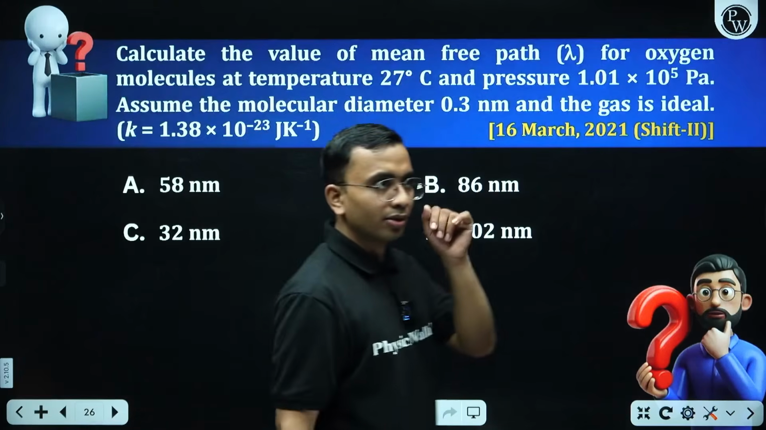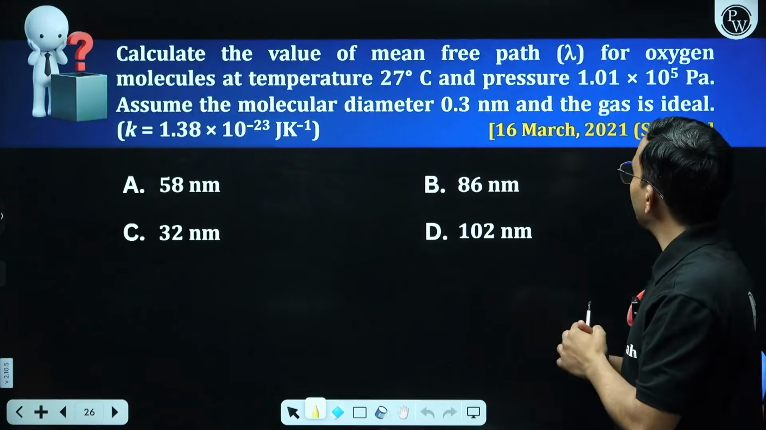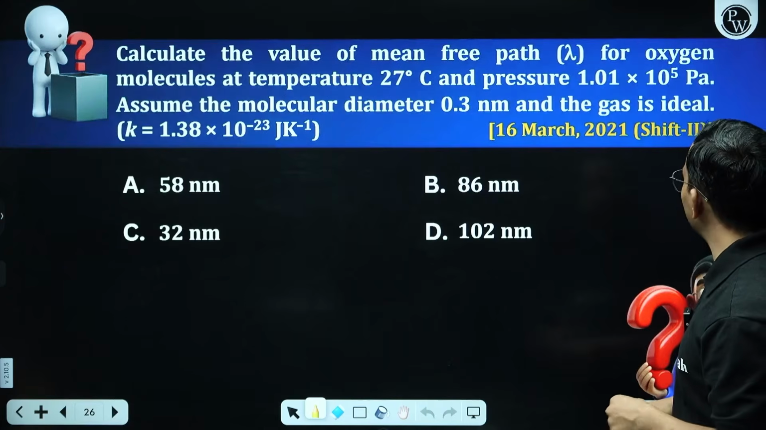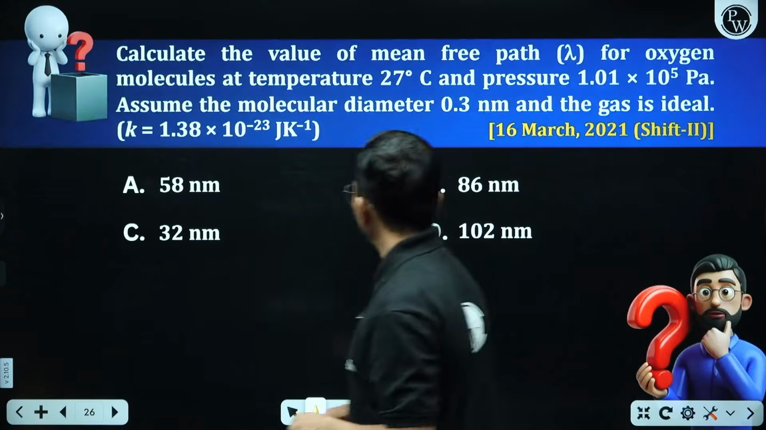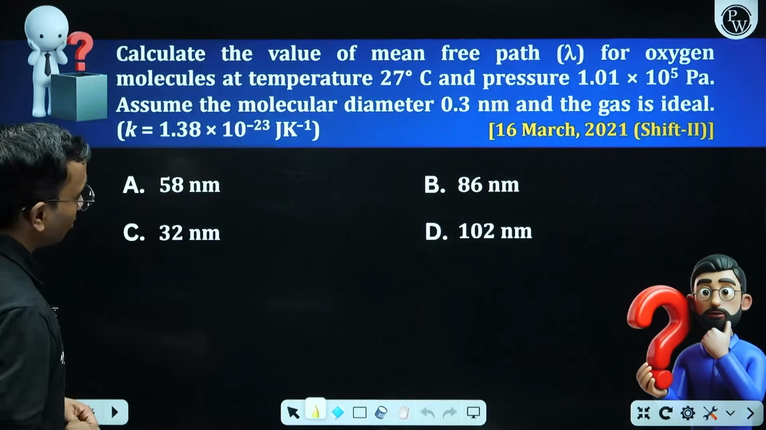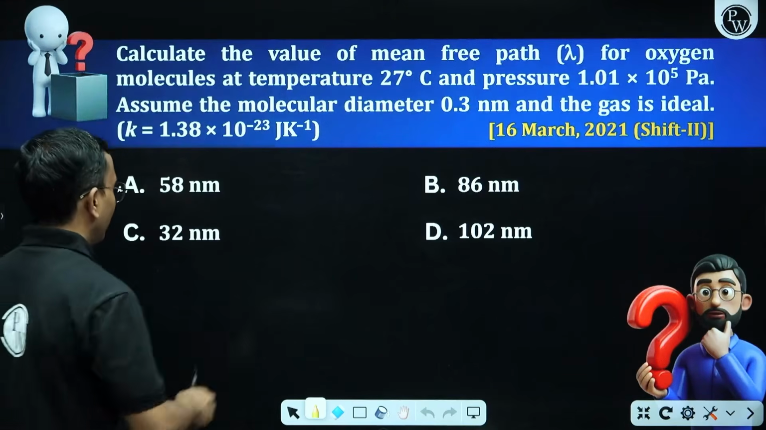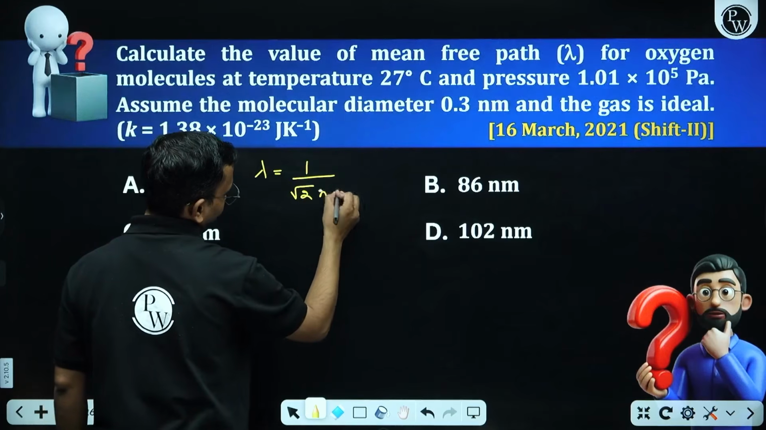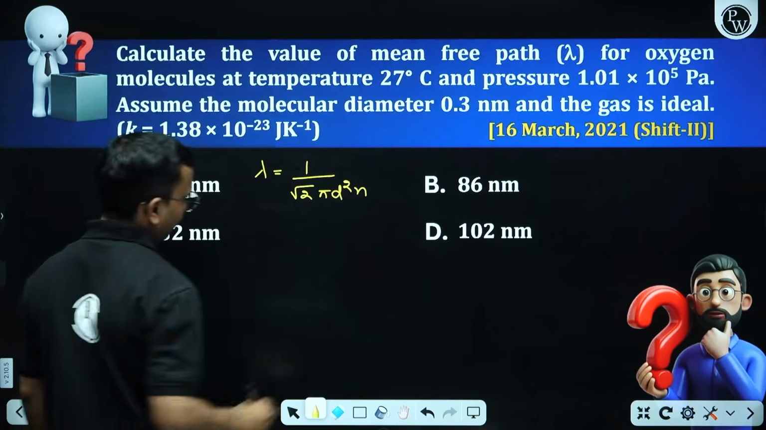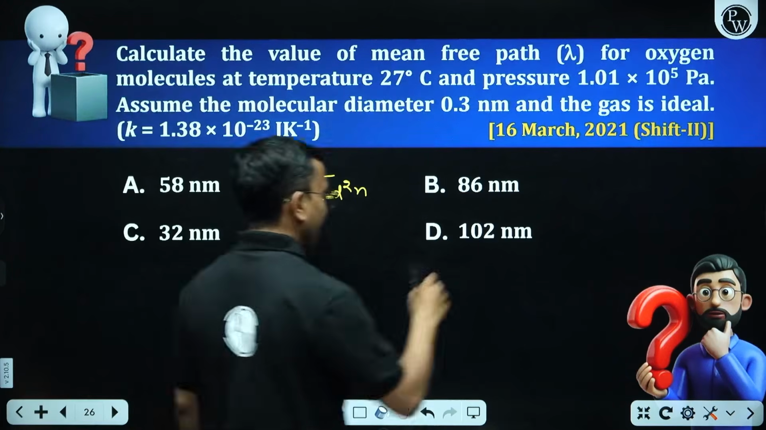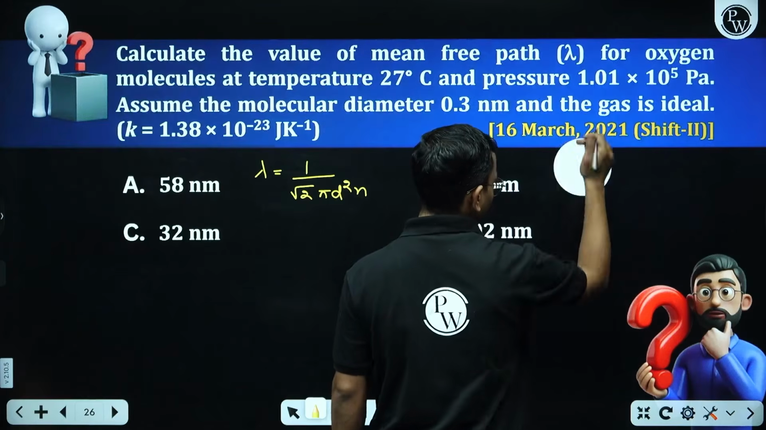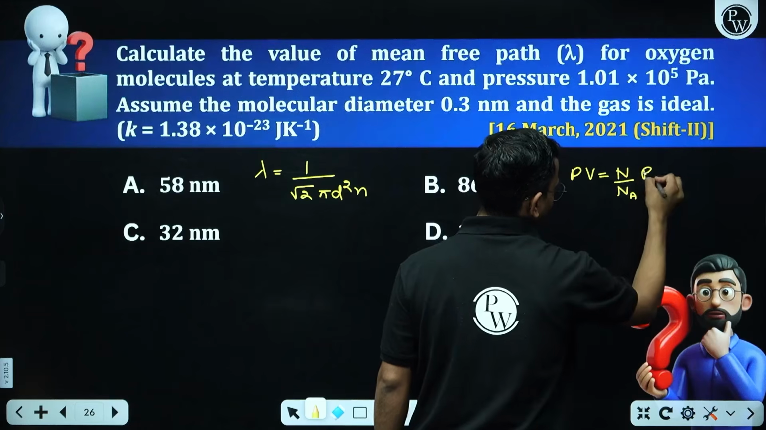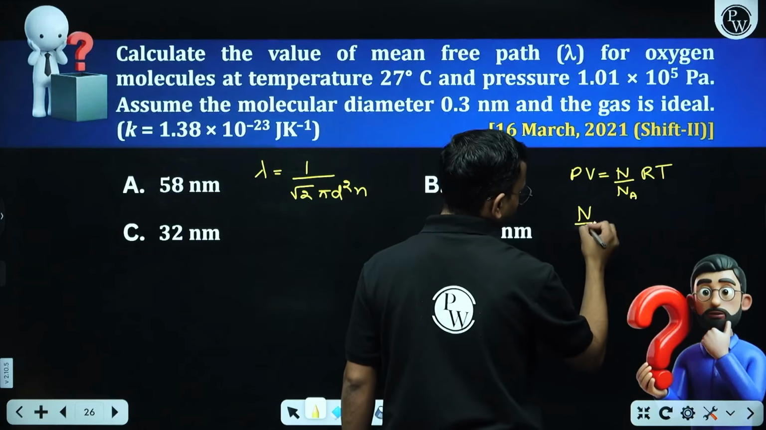Okay, another question. Calculate the value of mean free path lambda for oxygen molecules at temperature 27 degrees Celsius and pressure this. Assume the molecular diameter is this. So temperature is given, pressure is given, molecular diameter is given. Use the mean free path formula. Lambda is equal to 1 by root 2 pi d square n. So basically I need first n. N is number of molecules per unit volume.